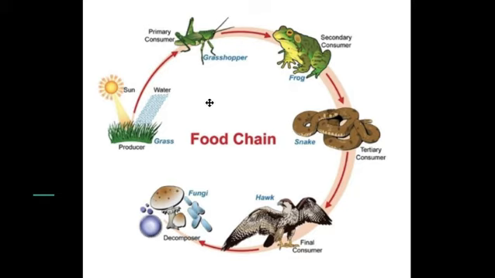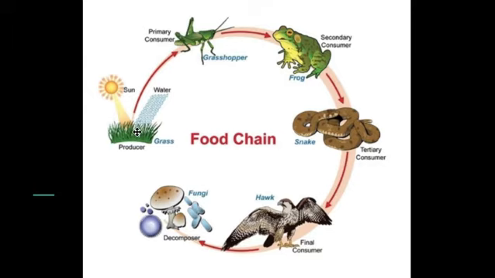So one thing to be aware of is that a first consumer, that'd be the first thing that eats the plant, is called a primary consumer because it is first. And usually the word primary means first. So then when we go to the frog, he's the second thing that is in this food chain. He's called a secondary consumer because it actually has the word second. So he's the second eater.